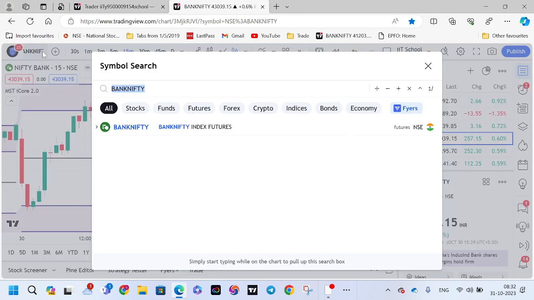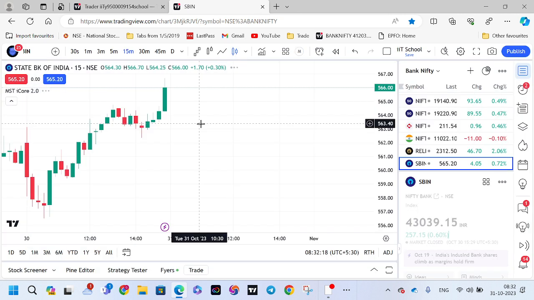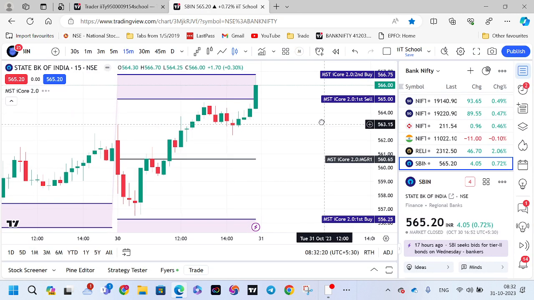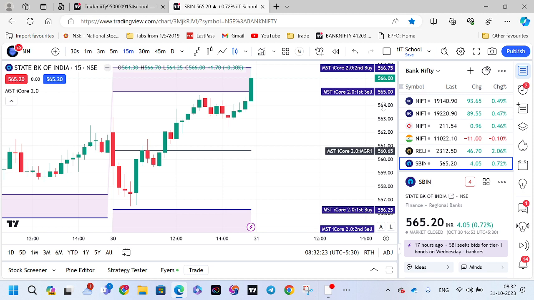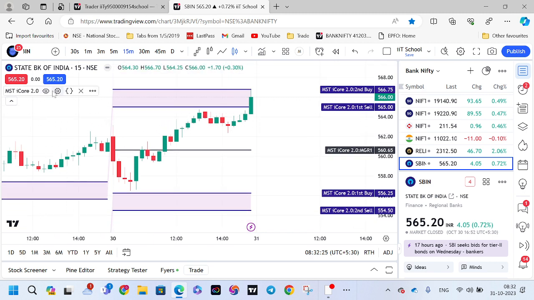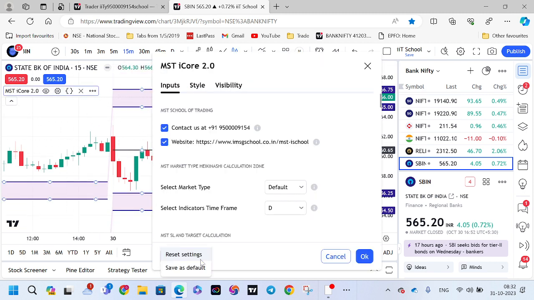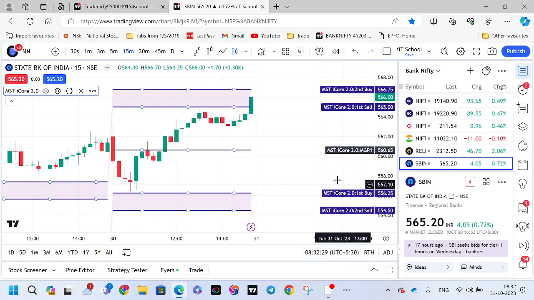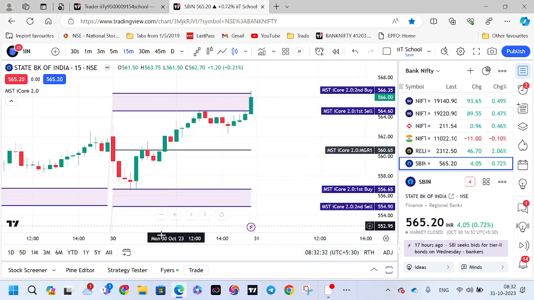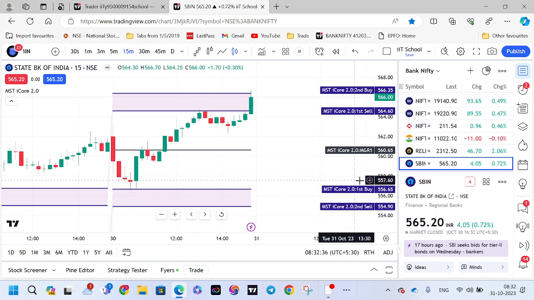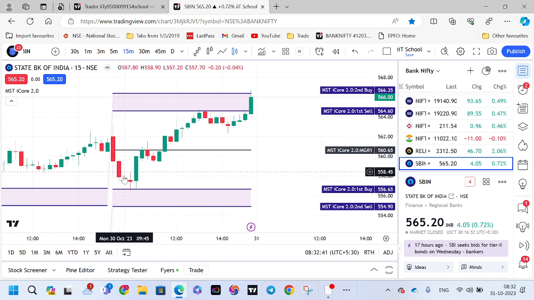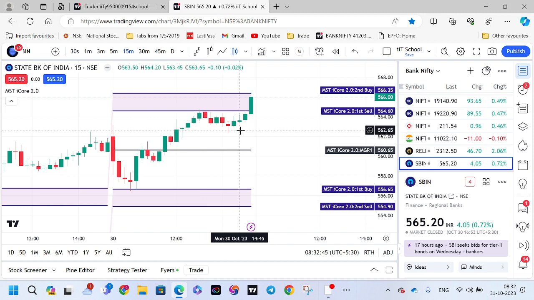If you are talking about some stock, you can take State Bank of India or any stock as per your wish. No issue. Here, what you have to do is go to the indicator settings and press the reset button. What is the low? 556.5. What is the entry point? 556.65. Only 15 paise went down after our entry. So perfectly we got the entry here and all the targets hit. Here also sell activated, targets hit.